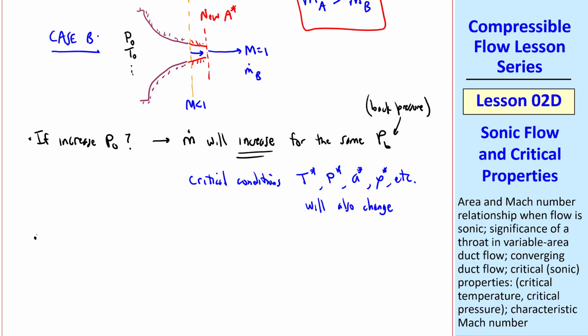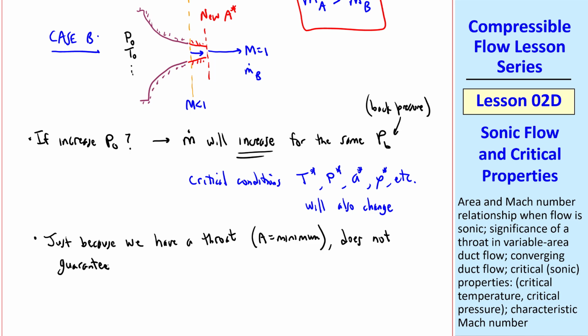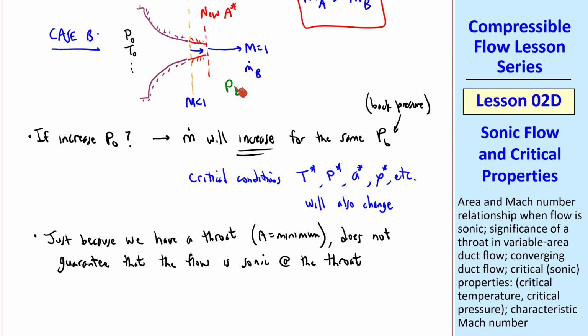I want to emphasize something here. Namely, just because we have a throat where A is a minimum, either in a converging duct or a converging-diverging duct, this does not guarantee that the flow is sonic at the throat. It turns out that the ratio between P0 and P_B is what's critical. If that ratio is not large enough, you won't achieve sonic flow at the throat. In that case, you'd have subsonic flow everywhere.